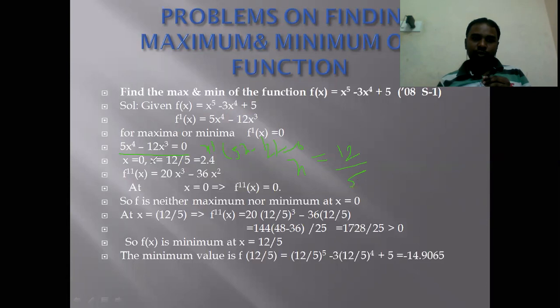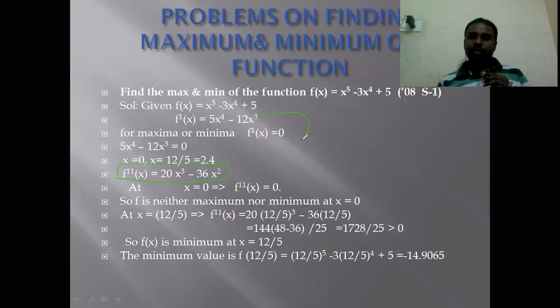So 0 is one point, 12 by 5 is one more point. Actually the order is 4, but we need to get 4 because x cube is equal to 0, which is 3 times repeating. Now for these points, we need to find whether it is a minimum or maximum at those two points. For that, we just find the second order derivative of that particular function.